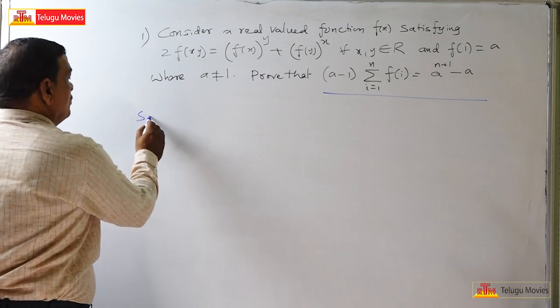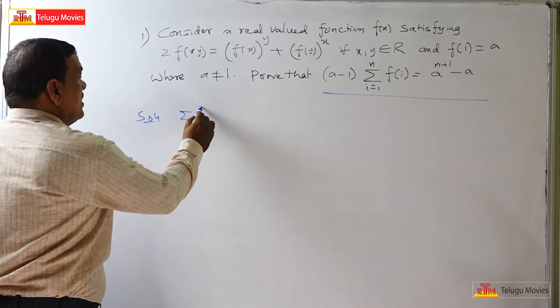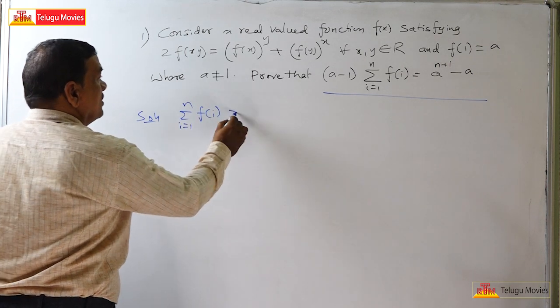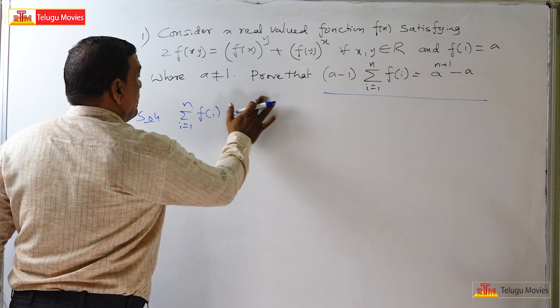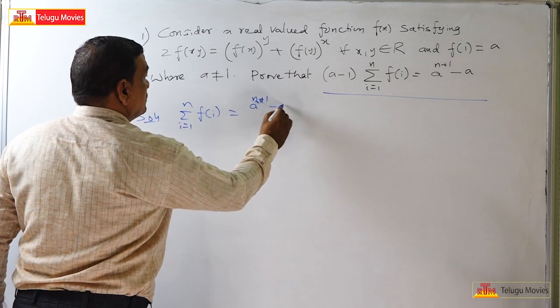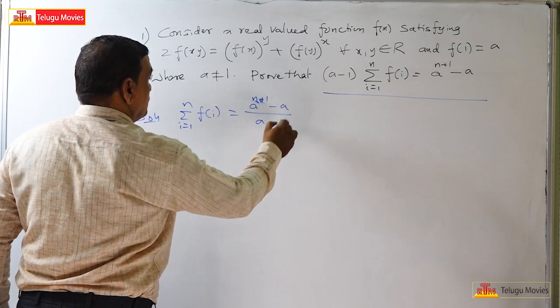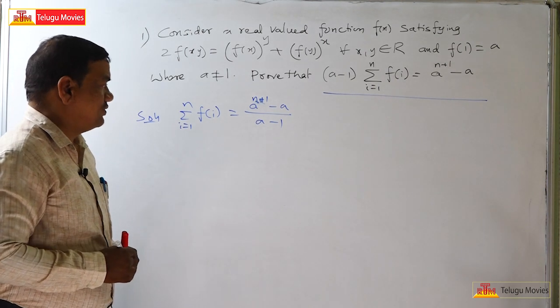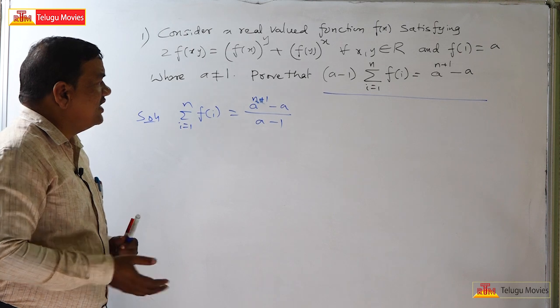Sigma f of i, I will take that to the other side, i runs from 1 to n, equals a power n plus 1 minus a by a minus 1. This you have to prove. a power n plus 1 minus a by a minus 1. Is it any formula?